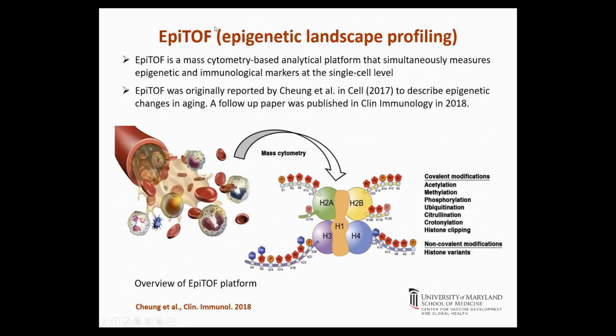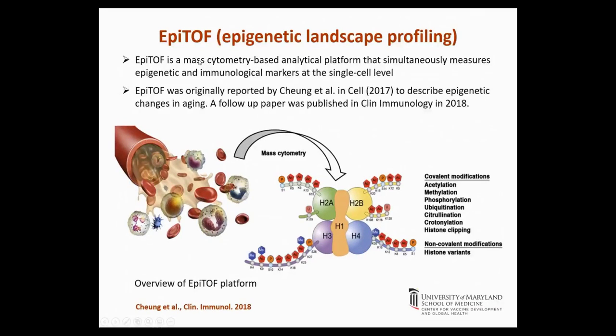So how did we study epigenetic changes? We used a tool called EpiTOF, which is basically a tool to understand the epigenetic landscape profile that was originally reported by Cheung et al. in Cell in 2017 to describe the epigenetic changes in aging. And then that was followed by another publication in 2018.